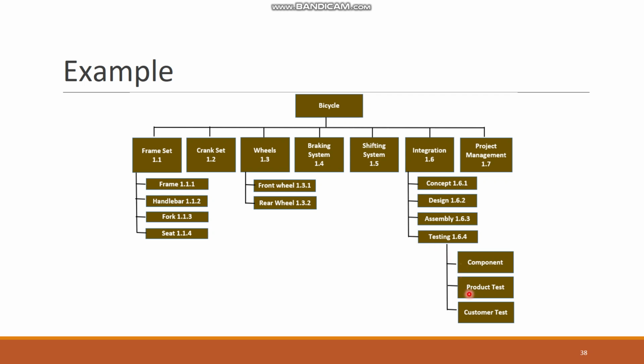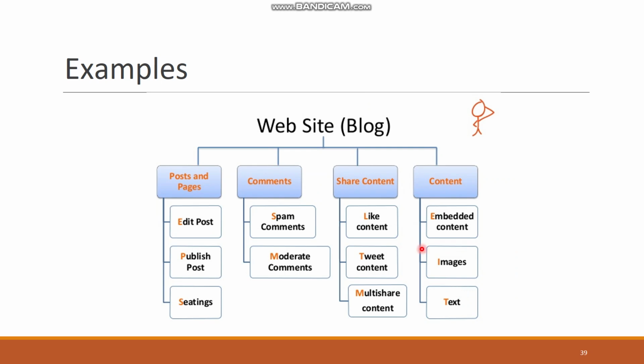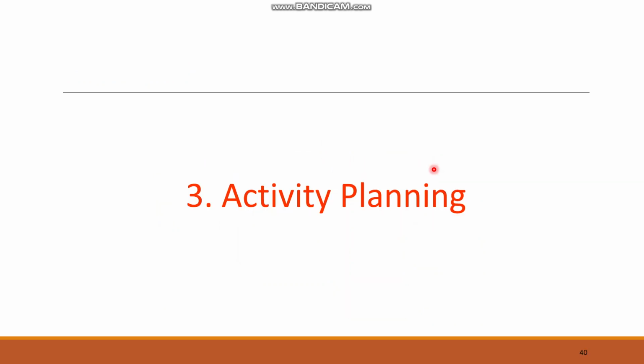Integration can also be divided into concept, design, assembly, testing, and testing can be divided into component, product, or customer testing. For example, if you have a blog website, that can be posts and pages, comments, share content. So this is one aspect. What you can do is have front end and back end as well. You can have it as requirement, design, coding, testing as well. So there can be multiple divisions depending on your perception.